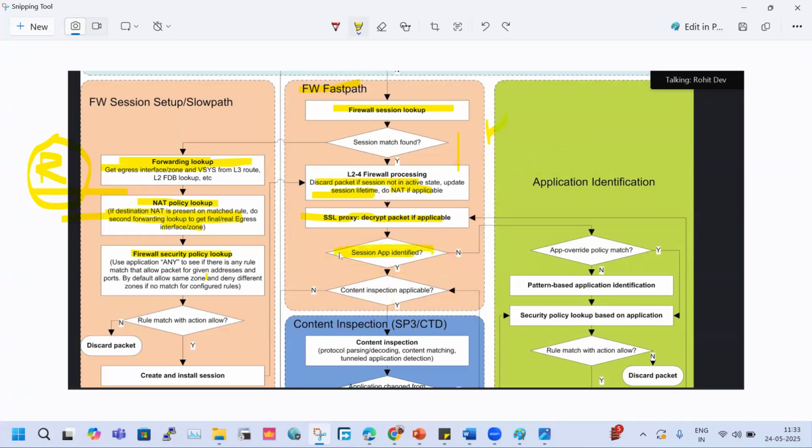So we have discussed here, if the application is not identified, how the application identification will be done by the firewall and how it takes the decision accordingly. Now let's take an example when the application is identified. Once the application is identified, the firewall will next check the content. Content inspection will be done by the firewall. What comes in the content inspection? I already told you.